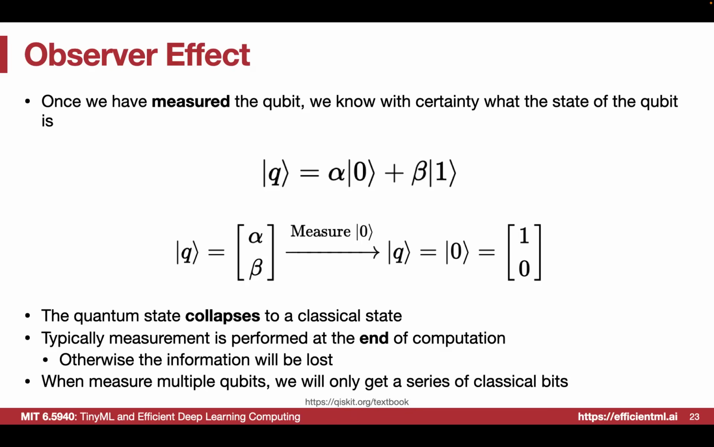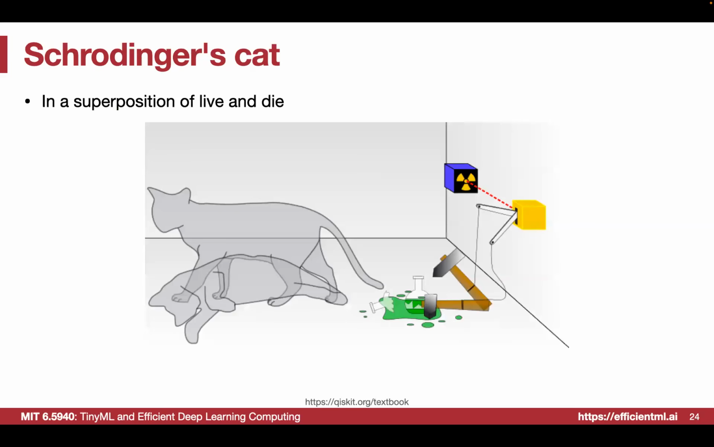Another thing is that when we measure multiple qubits, we can obtain a series of classical bits. Say we have many qubits, and then we get one classical bit corresponding to each of them.